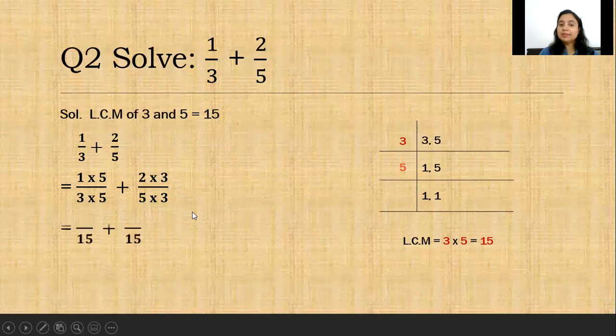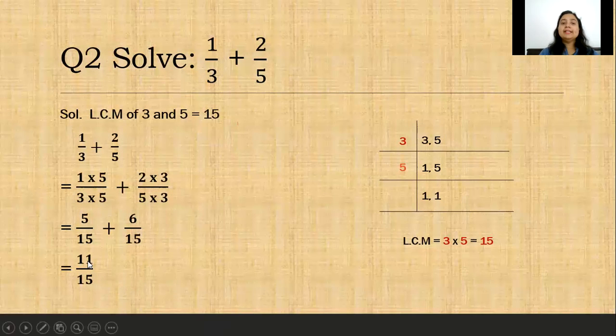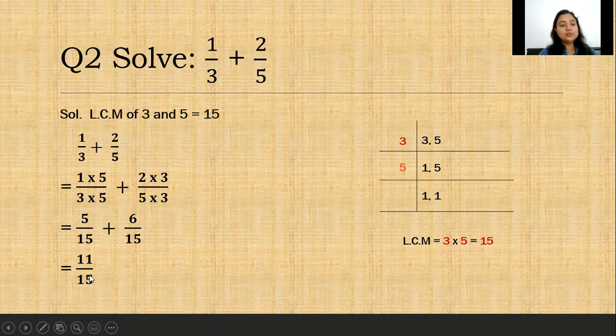Next step is to do the multiplication work. 5 ones are 5, 5 3s are 15, 2 3s are 6, 5 3s are 15. Done. The next step is to add the numerators. 5 plus 6, 11. 15 and 15, we will not add. Just write 15 here. Okay. 11 by 15. And you got a proper fraction. Proper fraction means the numerator is less than the denominator. And do they come in any kind of same table? No, they don't. So this fraction is already in the simplest, reduced form. So don't change it. This is your answer, right?